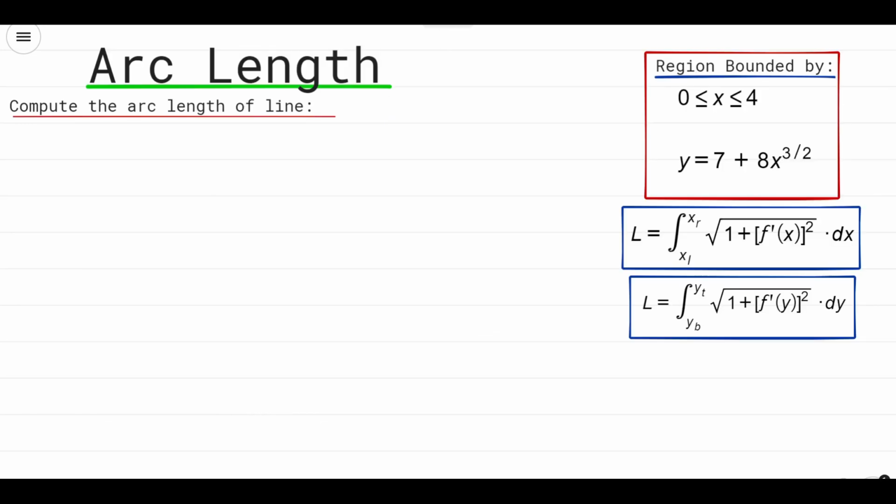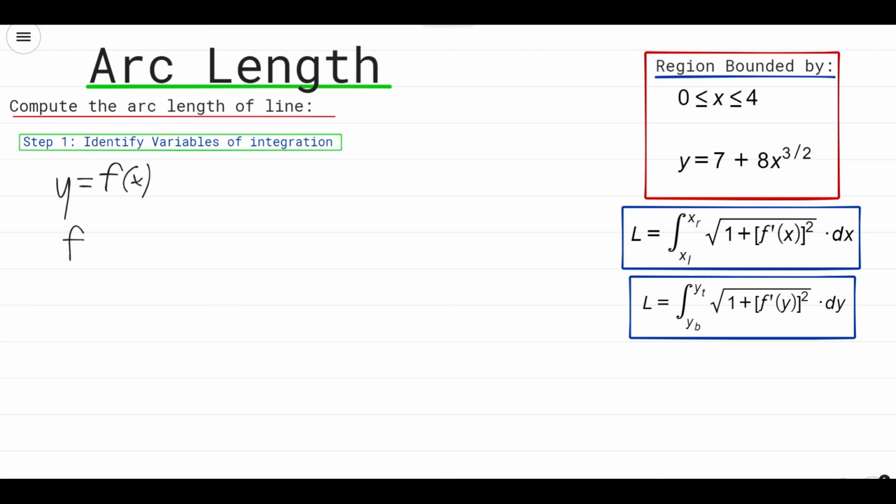For this example, we're asked to find the arc length of the region bounded from 0 to x, where x is greater than or equal to 0 and less than or equal to 4, and y is equal to 7 plus 8x raised to the 3 halves. So the first thing we're going to do, as we normally do, is identify the variables of integration. So we know our y is equal to f of x. F of x is 7 plus 8x raised to the 3 halves. And we're trying to find the derivative of this, and then we're going to square it.